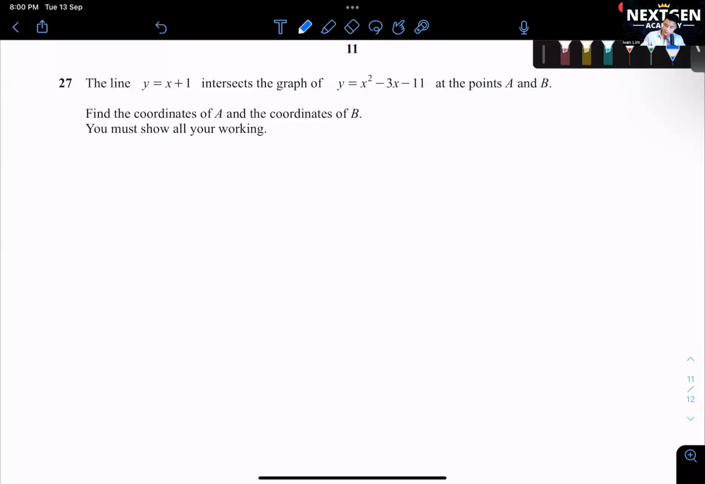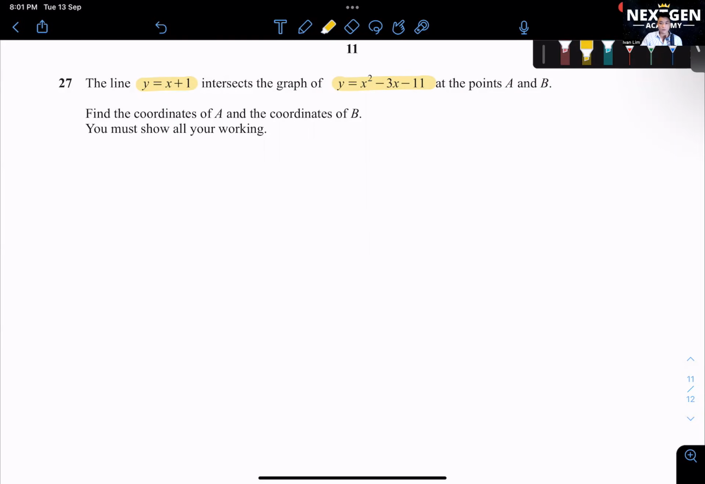When you have a linear equation, the line y equals x plus 1 intersects the graph y equals x squared minus 3x minus 1 at the points A and B. Find the coordinates of A and the coordinates of B. You must show all your working. So this one is what?